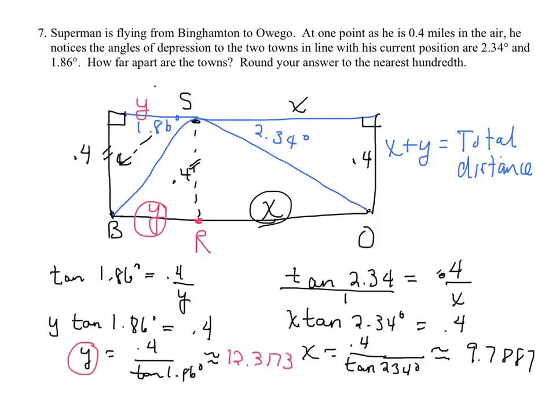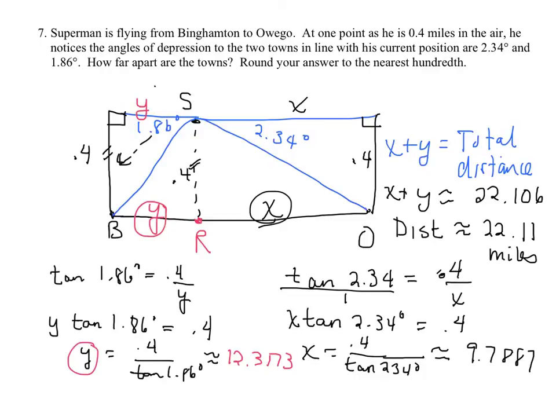Now we're going to have to add these two things up, and then we'll round to the nearest hundredth. So now, when I add them up, x plus y is approximately equal to 22.106. And now I'm going to round to the nearest hundredth. So my distance is approximately equal to 22.11 miles. Cool? And then I'm done.